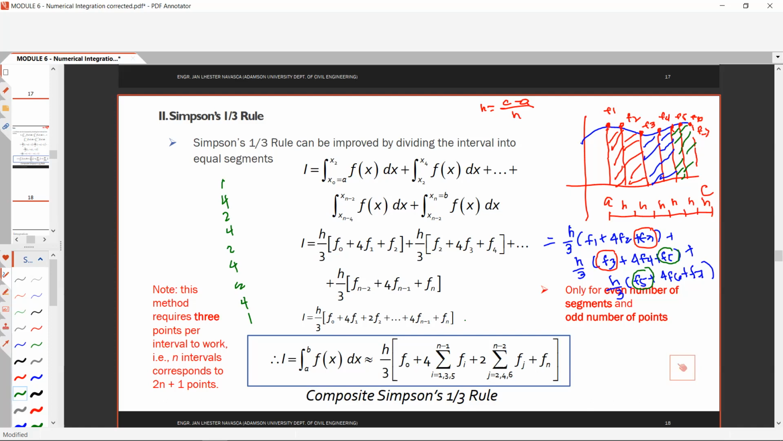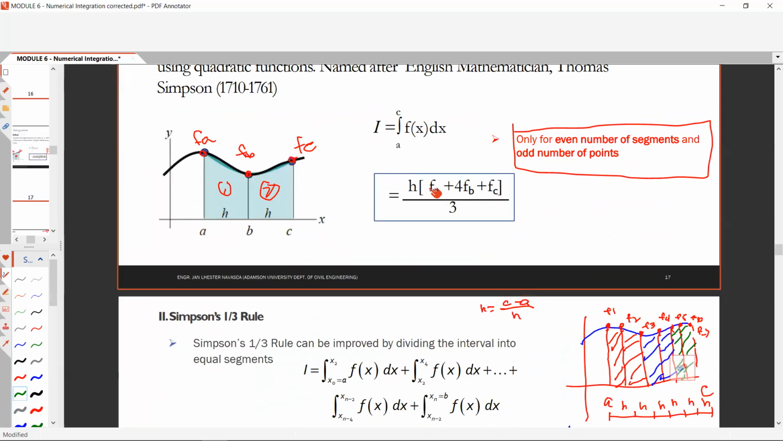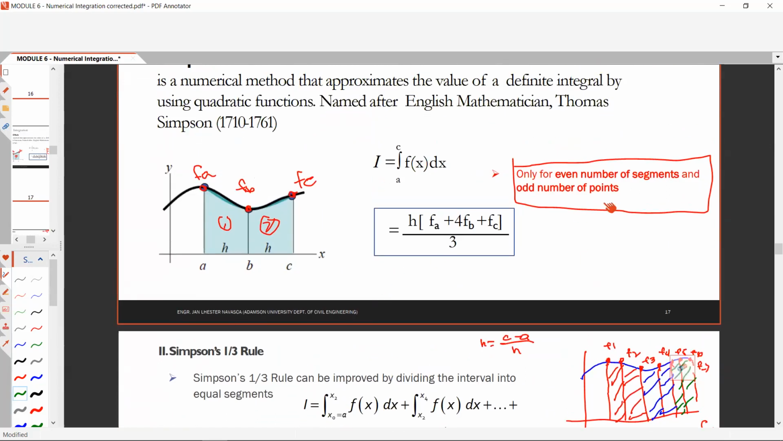Because this is also the function, right? That's what will happen. Okay, so this is the equation for the composite Simpson's 1/3 rule. So take note, this method requires 3 points. Always take note of that. It has 3 points so you can use the formula, because the formula uses FA, FB, and FC. And take note of the even number of segments. So when you have an odd number of points, you are sure that the segments you took are an even number.